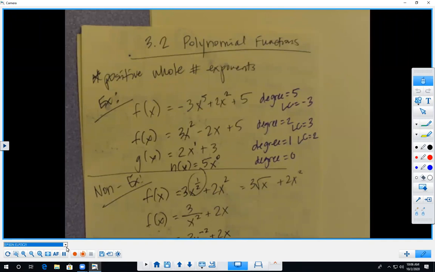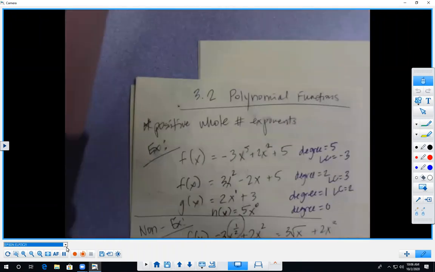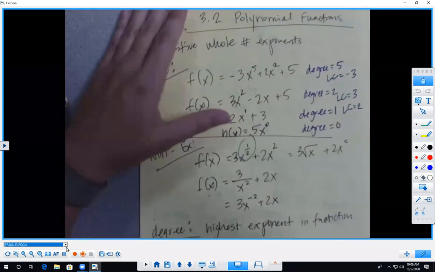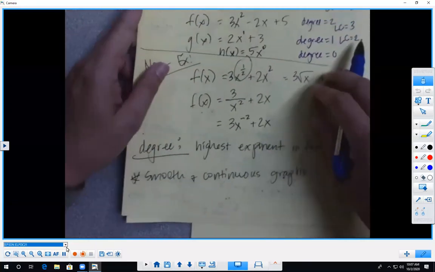Okay, so last time we talked about polynomial functions. We talked about lots of different things. First of all, we talked about what a polynomial function is. It's a function that has positive whole number exponents. We gave some examples of that. We talked about the degree. The degree is the highest exponent in the function.